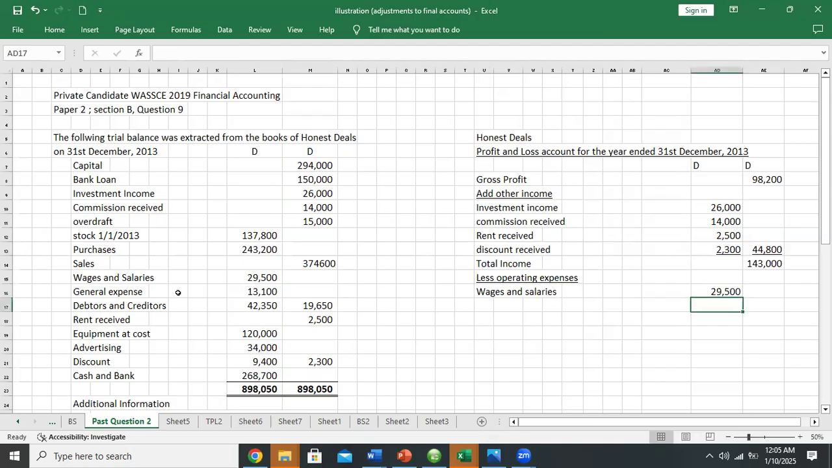The next one is general expenses. The name even tells us it's an expense. General expenses, 13,100. Then the next one I think is debtors. Debtors is an asset, a current asset. So it will go to the balance sheet. Next one is equipment. Equipment is also an asset, right? Then you have advertising. That's an expense.